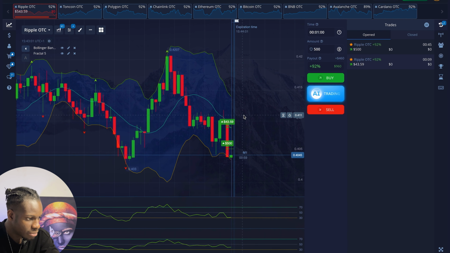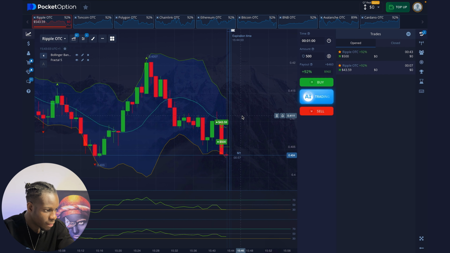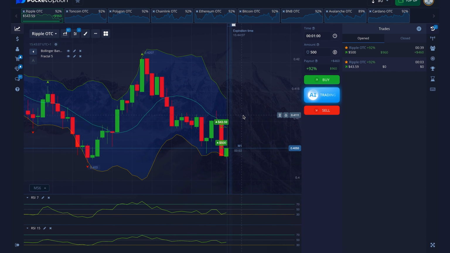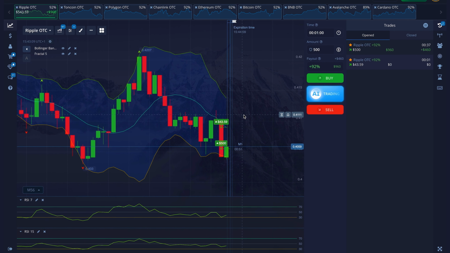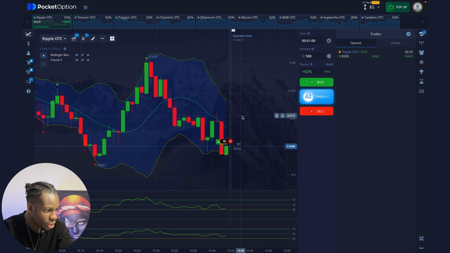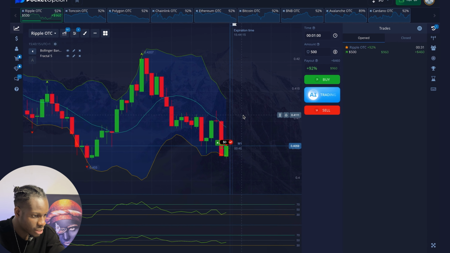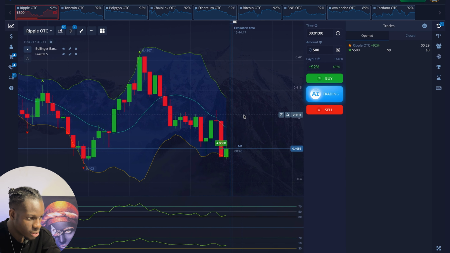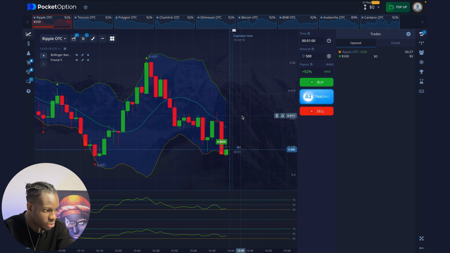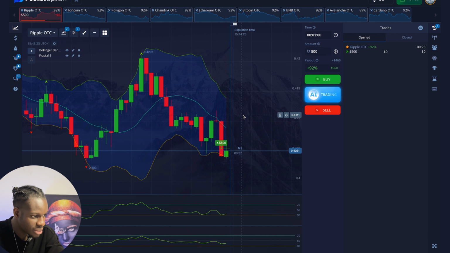Come on, come on, come on. So the first one was in a loss, but I have a strong feeling this additional trade will be in a profit, guys. Hopefully we're able to catch the momentum. This is kind of close. This is very risky at this point.